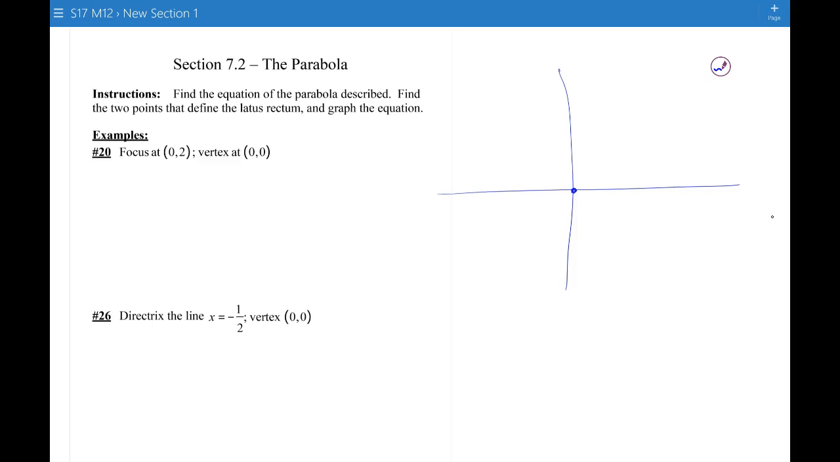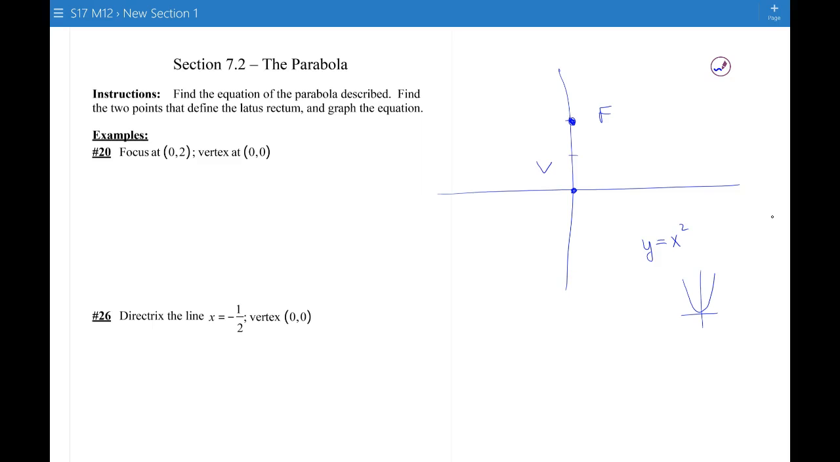So here I have the vertex at 0, 0. And the focus is at 0, 2. So we know the parabola has to open upward because the focus always has to be inside the parabola. So it can't open right, left, or down. That's our only choices here. Well, where I start is the parent graph y equals x squared. I know that's the upward opening parabola.